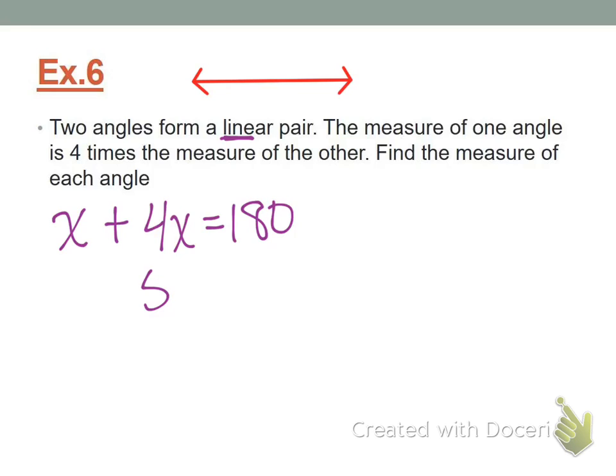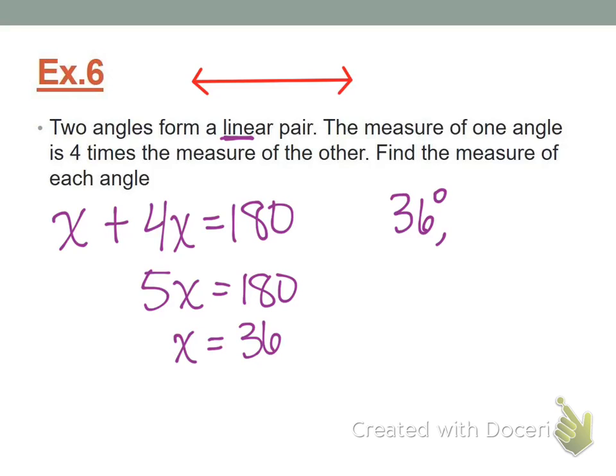Okay, much like our warm-up, we combine like terms and solve. What do we get for X this time? 36. But that's not the end of the story. Find the measure of each angle. So one of them is 36. What's the other one? 144. You could either just subtract or take 36 times 4.